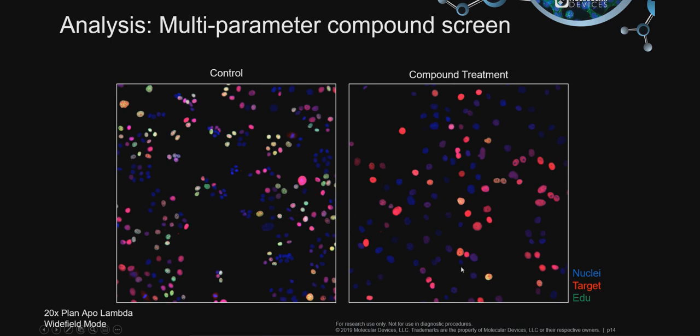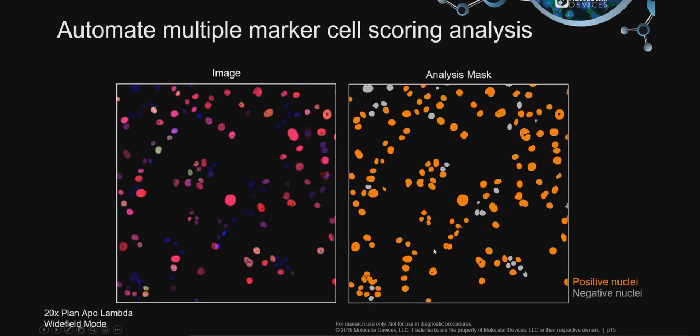And as I mentioned, that workflow, acquisition, analysis, and data visualization, here you can see the software segmentation. This is the analysis. So the software can identify, so you don't have to think about manually clicking on cells or drawing circles or manual counting. The software can identify, in this case, the positive nuclei, positive for that marker, and the negative nuclei here in gray.